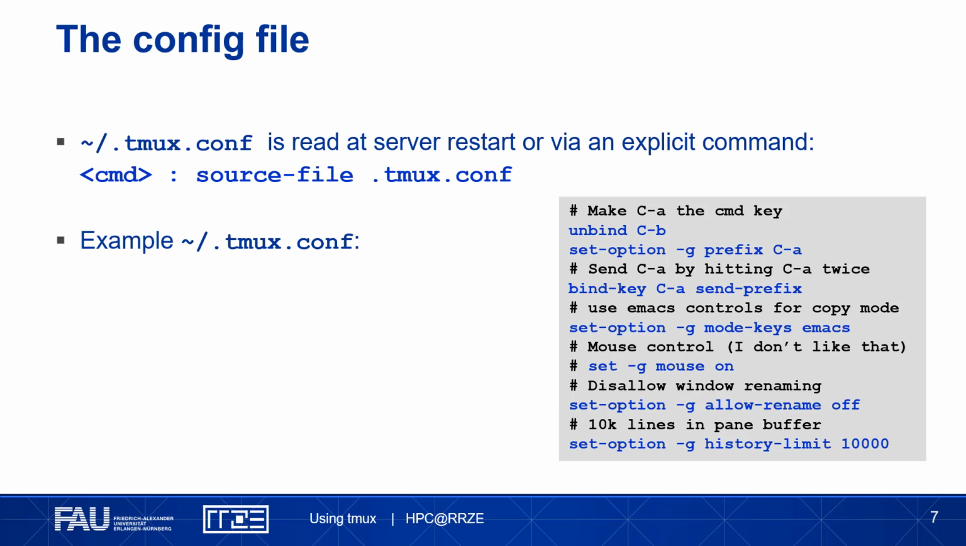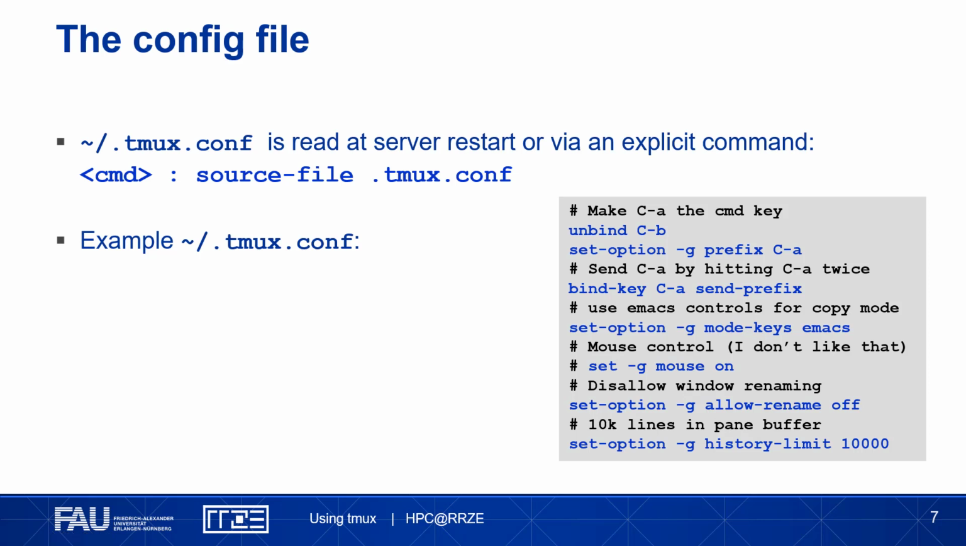So I've picked a couple of interesting options that you can put into the configuration file to make your life a little easier or to configure certain things. But it can certainly be much more complicated than what I'm telling you here. Now, first of all, your personal tmux config file is located in your home directory. It's called .tmux.conf.